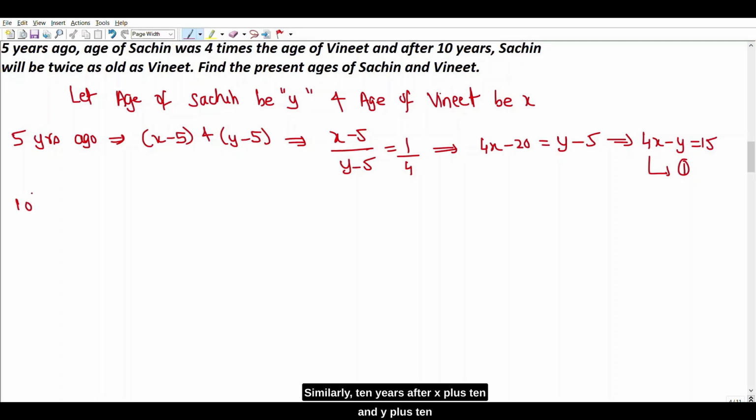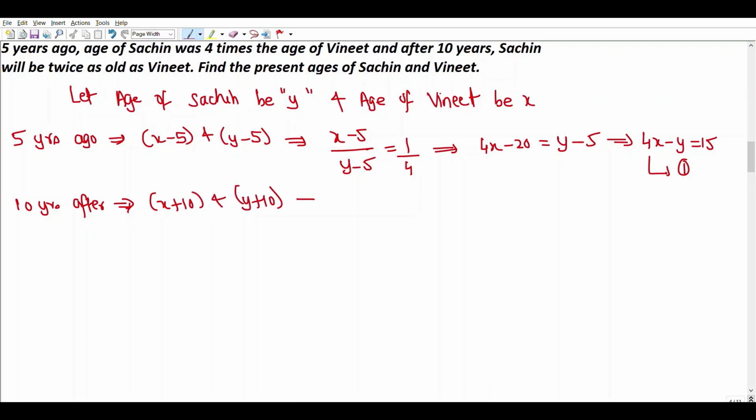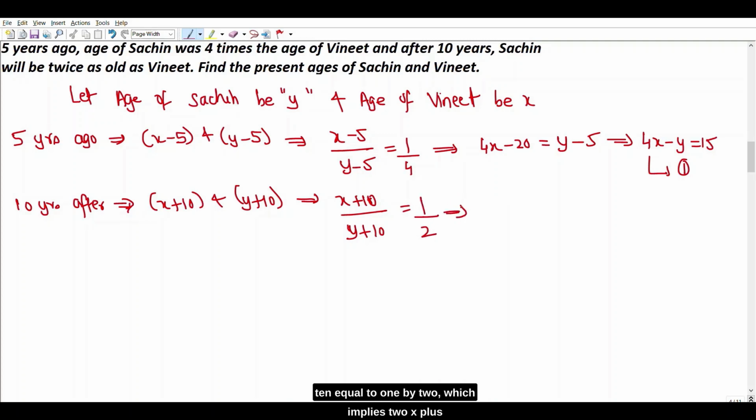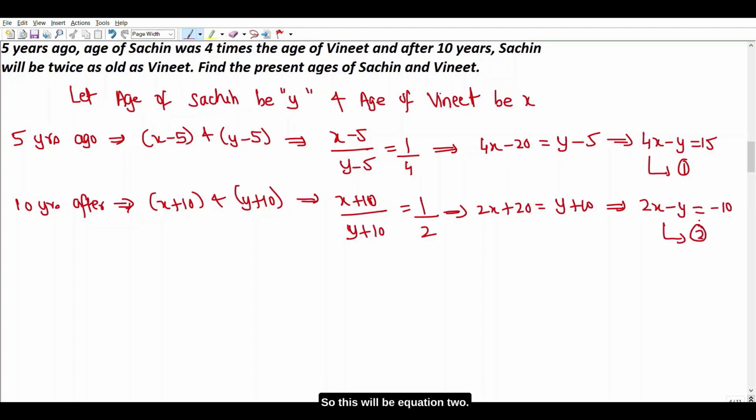Similarly, 10 years after, x plus 10 and y plus 10 can be written as x plus 10 divided by y plus 10 equal to 1 by 2, which implies 2x plus 20 is equal to y plus 10, which in turn implies 2x minus y is equal to minus 10. So this will be equation 2.